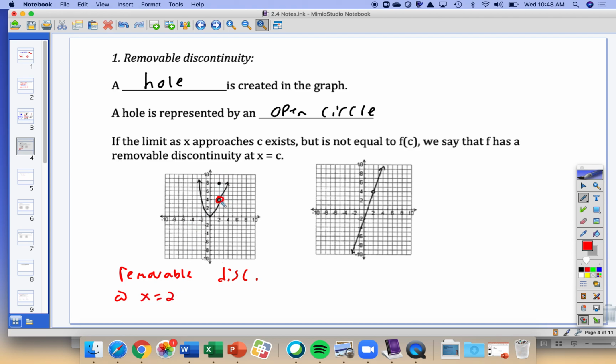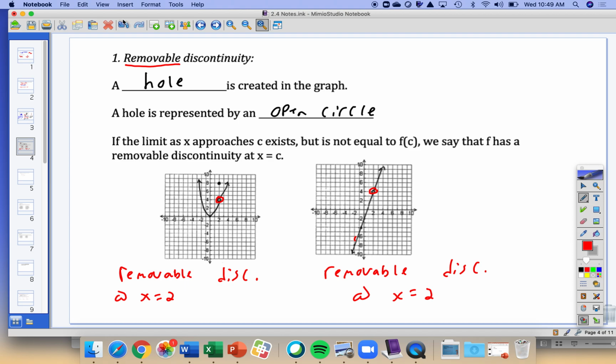And the reason why it is a discontinuity is because the function value is 8, but the limit is 4, so they don't equal one another. So it is discontinuous. And the type of discontinuity is a removable discontinuity. And the same thing can be made for this example. Okay, I have a removable discontinuity right there. It is a hole, so I have a removable discontinuity at x equals 2.